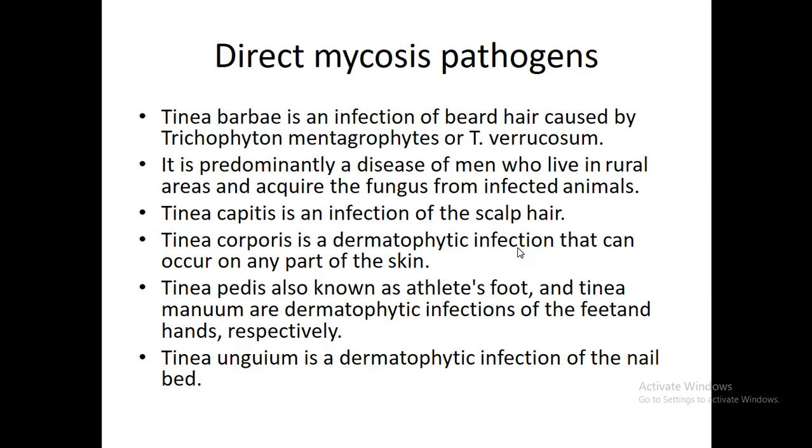Direct transmission can occur also through infected animals or humans, or through fomites, that means inanimate objects. Then we have tinea pedis. Pes is a Latin word which means foot, and tinea manuum. Manus is also a Latin word meaning hand. So these are the dermatophytic infections of feet and hands respectively.